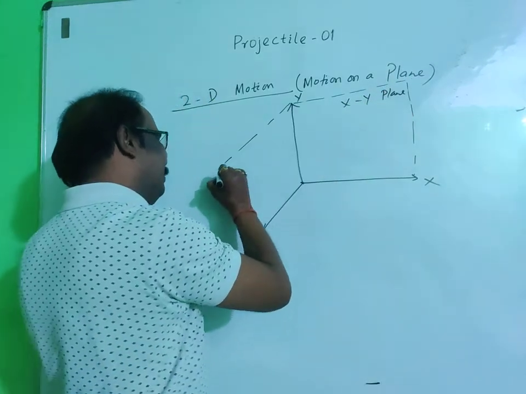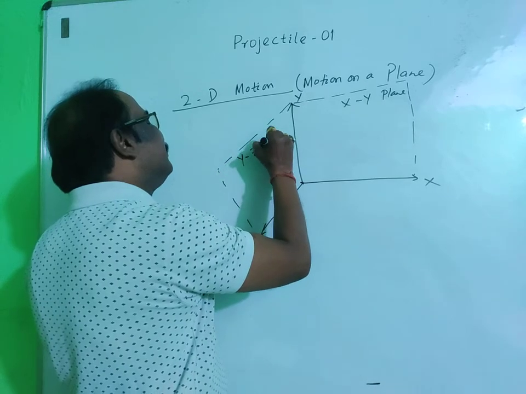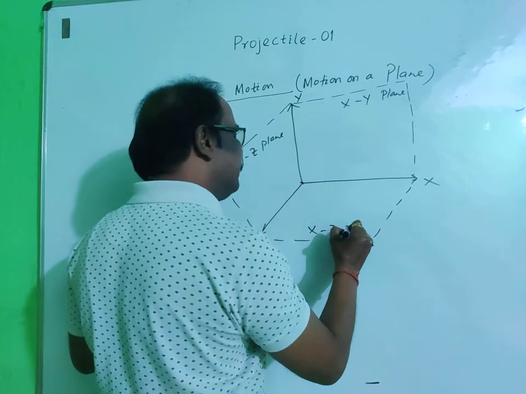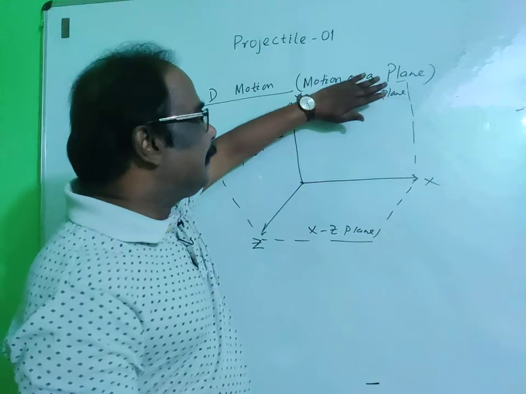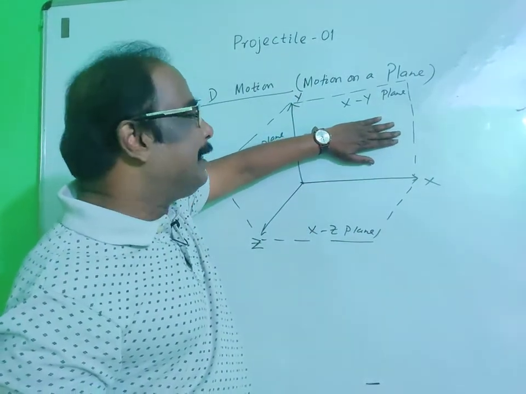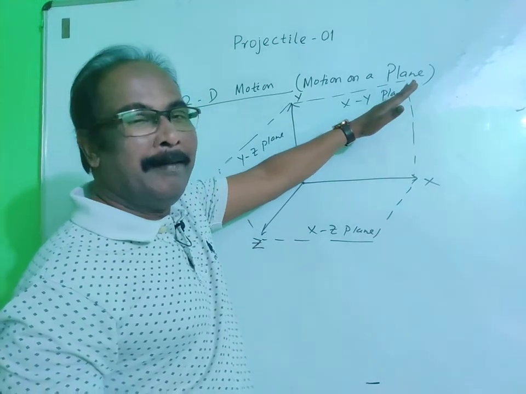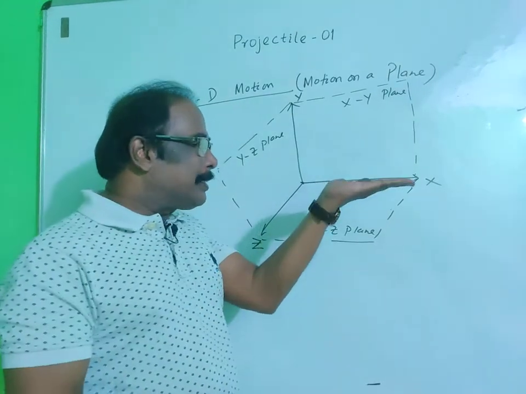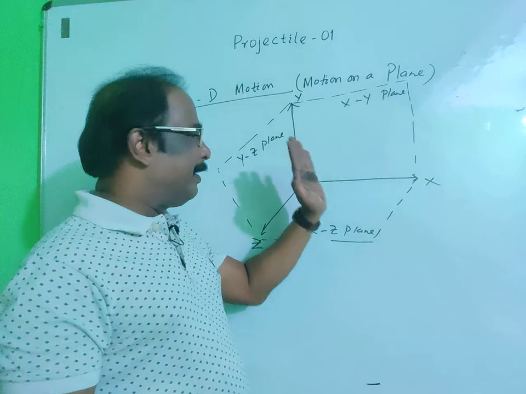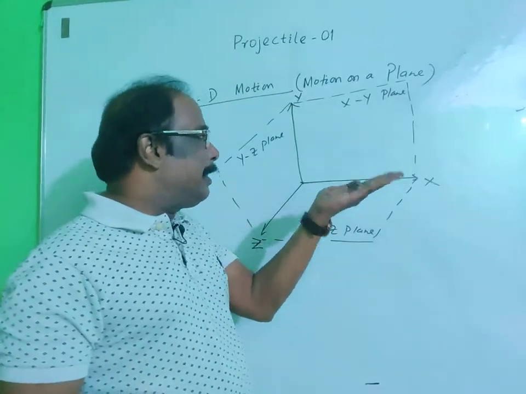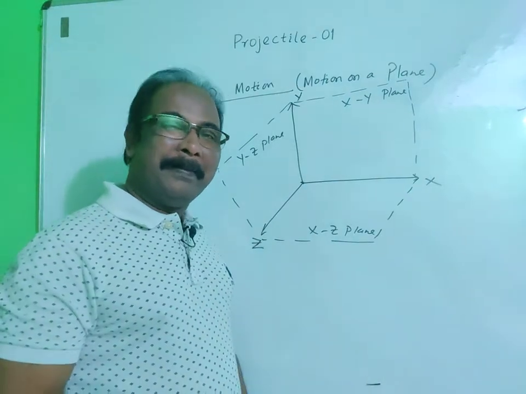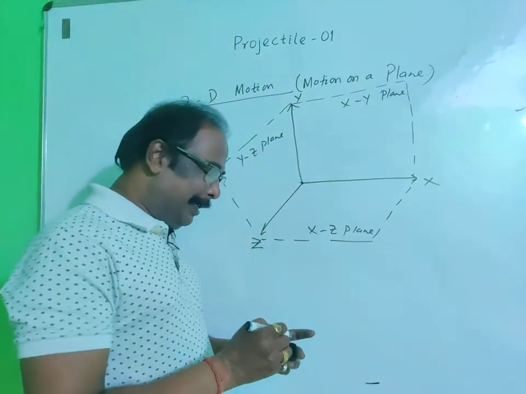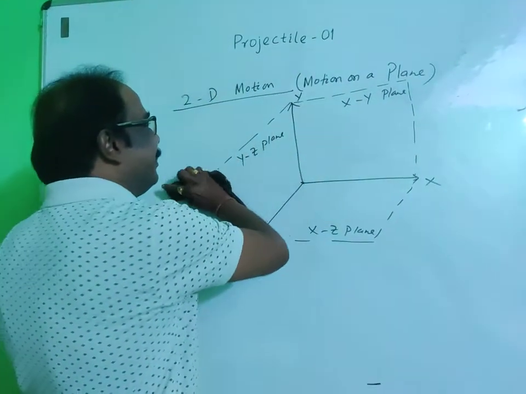Or we may take this as the yz plane, or this as the xz plane. So if you consider the xy plane and a body or a particle is moving on the xy plane, then this is two-dimensional motion. Or we may consider the yz plane, or the zx plane. This is the yz plane, this is the xz plane, and this is the xy plane.